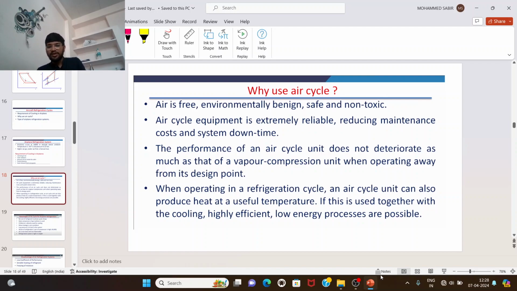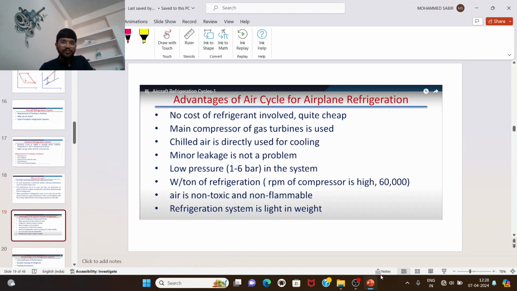In the refrigeration cycle also, we are installing only one compressor for the system. The one compressor does basically two works: one for the main power generation cycle and another for the refrigeration cycle. This is the practical advantage of the air refrigeration cycle.